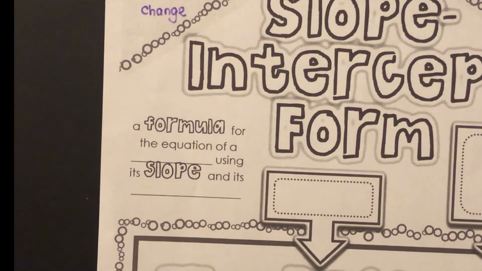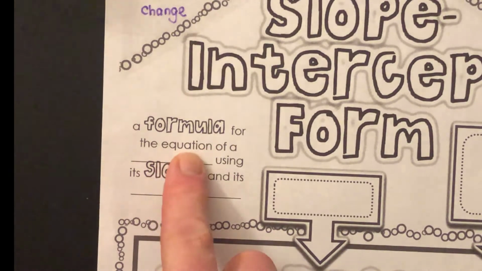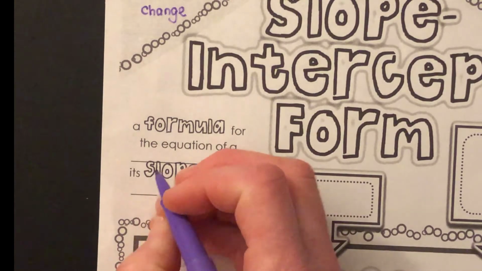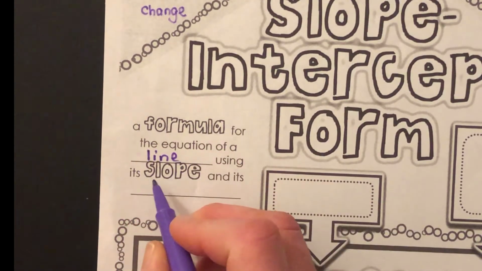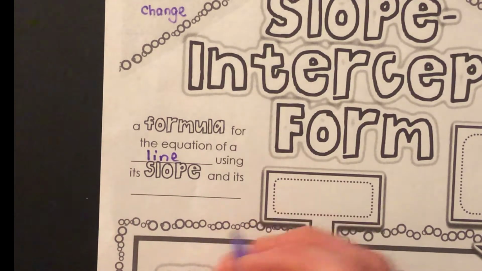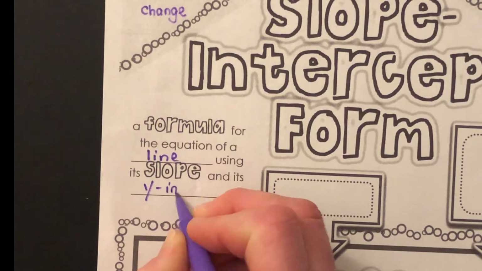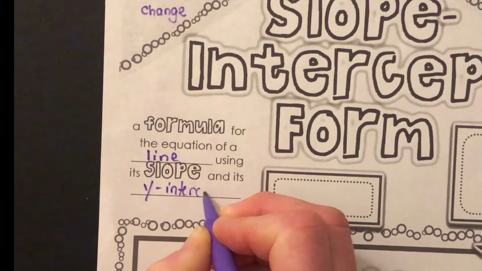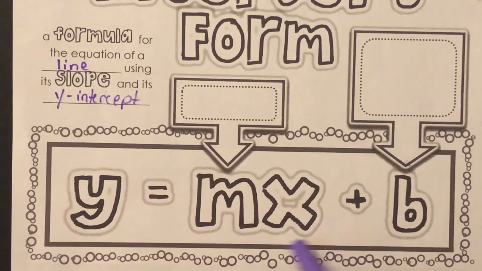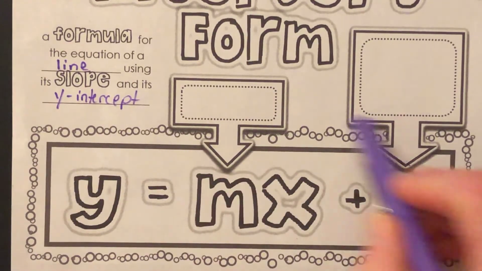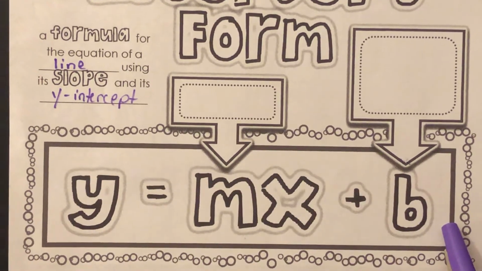A formula for the equation of a line using the slope and its y-intercept. This right here is what the whole page is about. It's about this formula right here. This formula is in slope-intercept form.